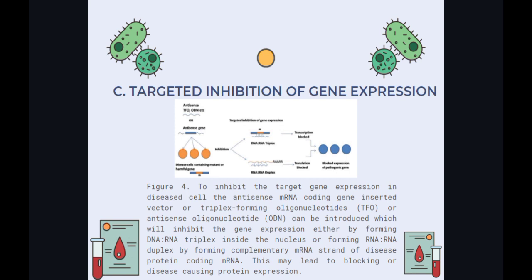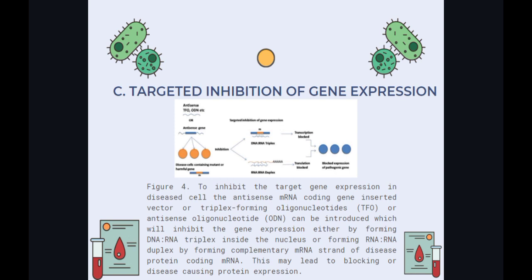In a vector, or triplex forming oligonucleotides (TFO), or antisense oligonucleotide (ODN) can be introduced, which will inhibit the gene expression either by forming a DNA RNA triplex inside the nucleus or by forming an RNA duplex with a complementary strand of the disease protein coding mRNA. This may lead to blocking of disease causing protein expression.